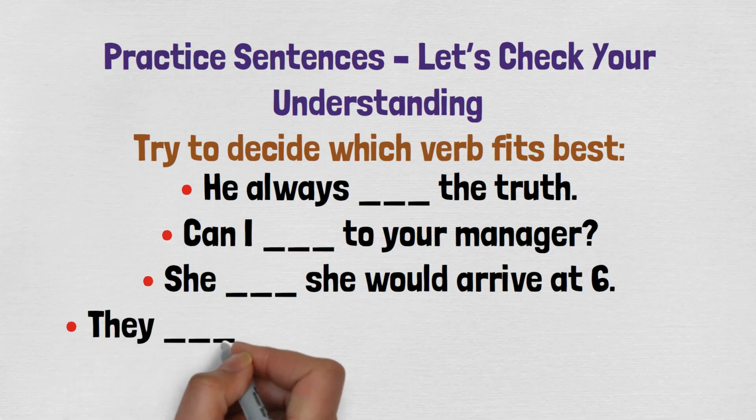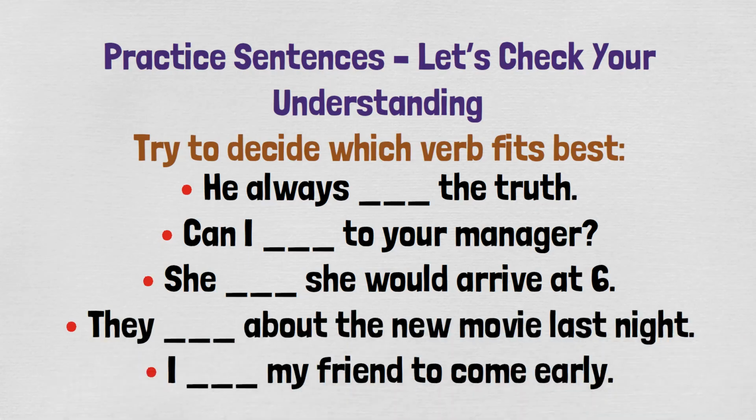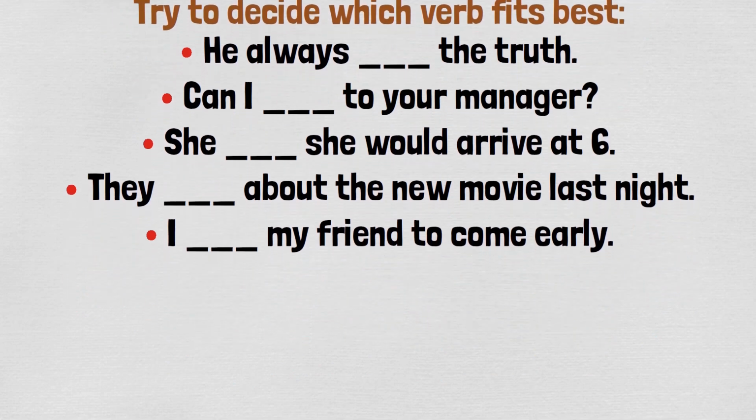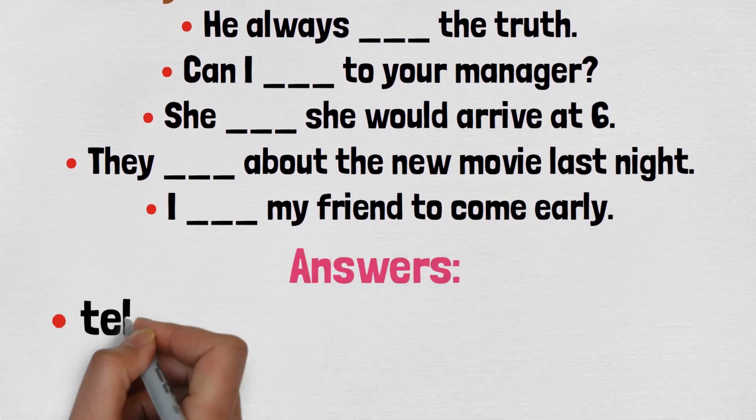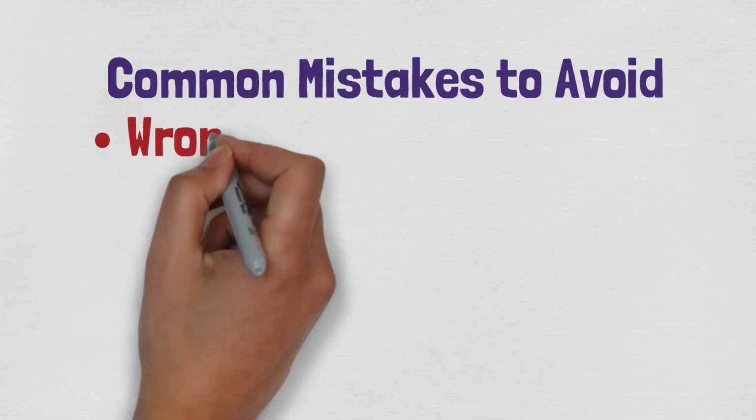Practice sentences. Let's check your understanding. Try to decide which verb fits best. He always the truth. Can I to your manager? She would arrive at 6. They about the new movie last night. And my friend to come early. Answers. Tells. Speak. Said. Talked. Told.